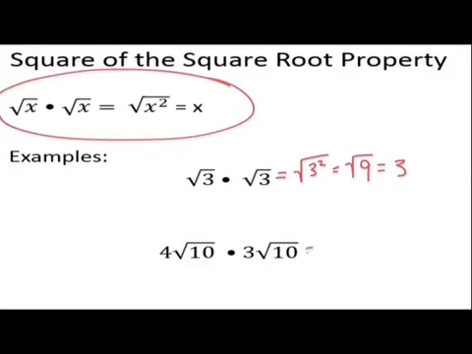For our next example, we have 4 times the square root of 10 times 3 times the square root of 10. We can organize the numbers a little bit differently because it's all multiplication. So the square root of 10 times the square root of 10 is going to be 10. And we have 10 times 4 times 3, which equals 120.